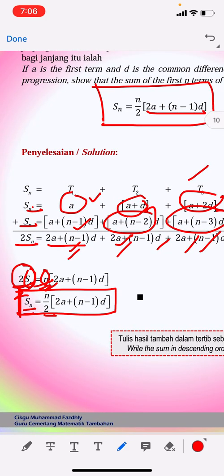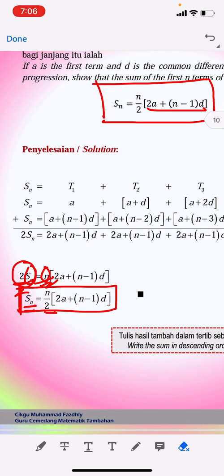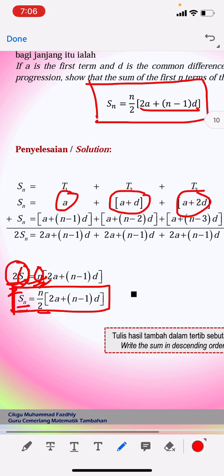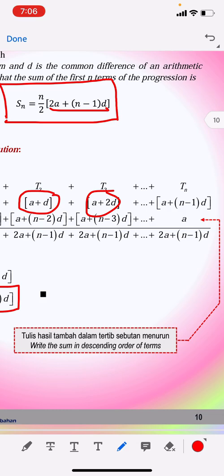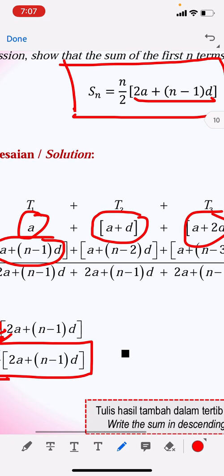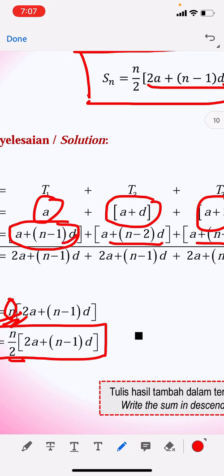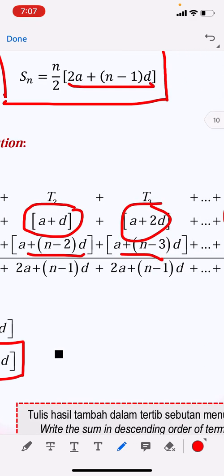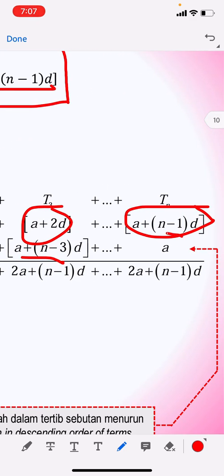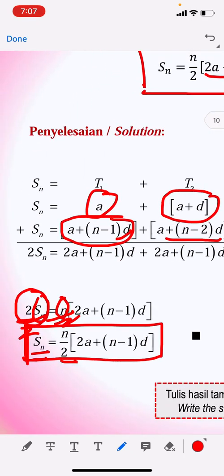So you have to memorize the way. The way is you write the terms using formula A plus D, A plus 2D, and then dot, A plus n minus 1D. But when you reverse, the A plus n minus 1D will be the first term. And then for these terms you have to minus 1 from the previous one. If n minus 1, then n minus 2, and n minus 3. Memorize it. And the last term sure will be A. Then after that, you just show you plus it, and then you divide by 2.